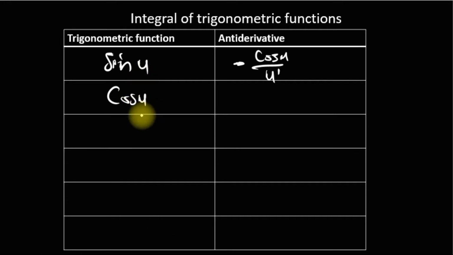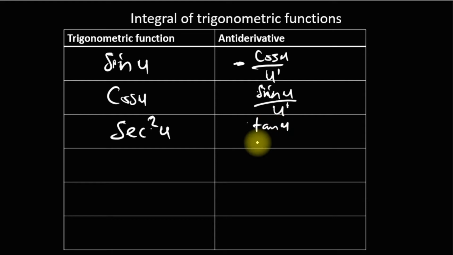Again, when you differentiated sine u, it gave us u prime cos u. So if you integrate cos u, it is now sine u over u prime. The same way, when you differentiated tan u, it gave u prime sec squared u. So if you integrate sec squared u, it is now tan u over u prime.